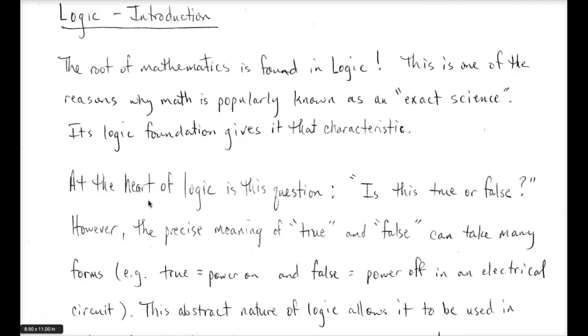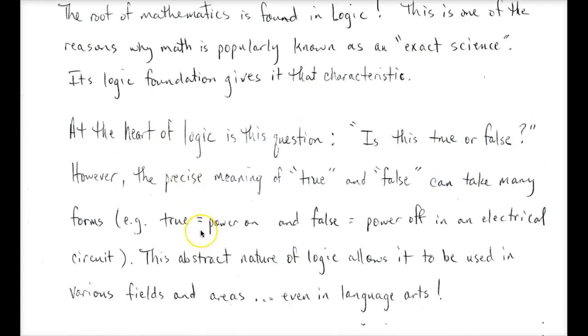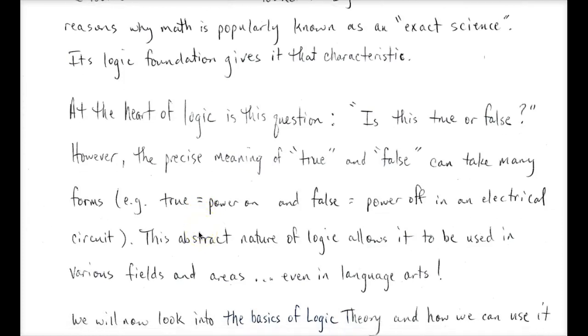However, the precise meaning of true and false can take on many forms. So for instance, in the world of electrical engineering, true may mean power on and false may be power off, or it could be coded just the opposite. So true could mean power off and false could be power on. And so we see that this abstract nature of logic allows it to be used in various fields and areas, and even in language arts.